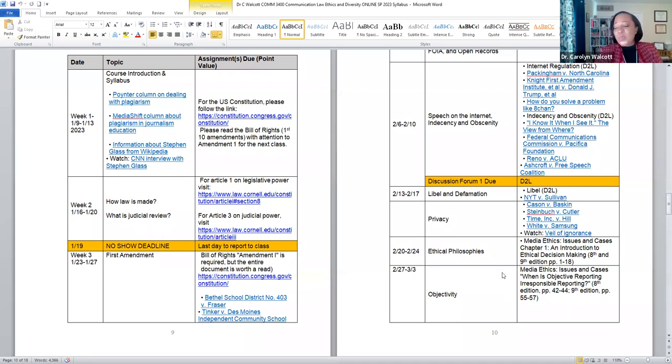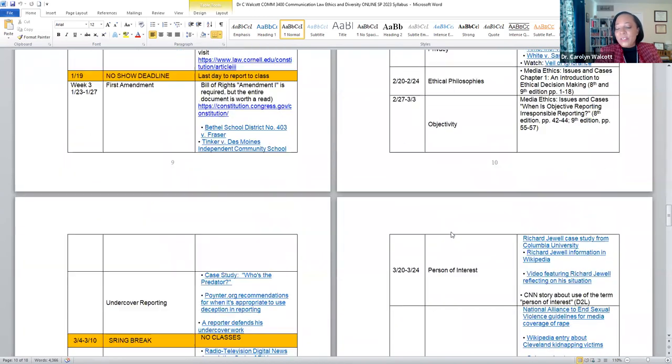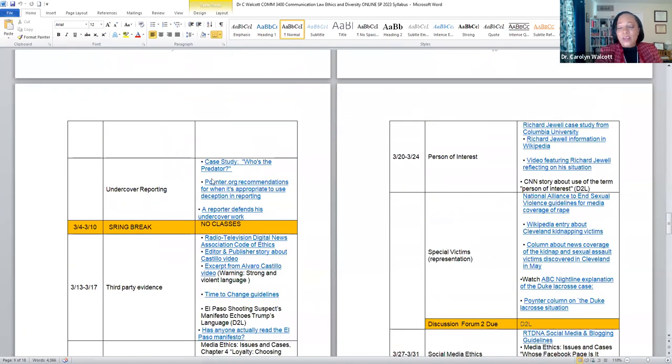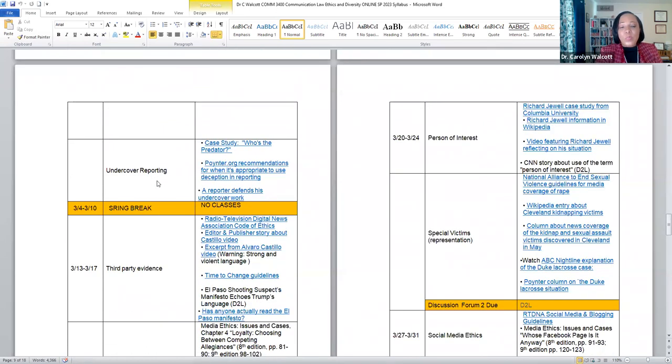Moving right along in the text, we'll be looking at objectivity next. Again, we're looking at another issue in terms of irresponsible reporting. When is a reporter objective versus when they're not objective? And in that very week, we're also looking at undercover reporting, in terms of some of what was actually done in the context of the police working with the media in undercover reporting and the like. We have a breather in the week of the 4th to the 10th. That will be your spring break.